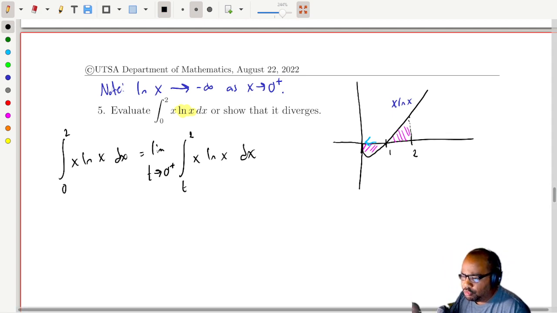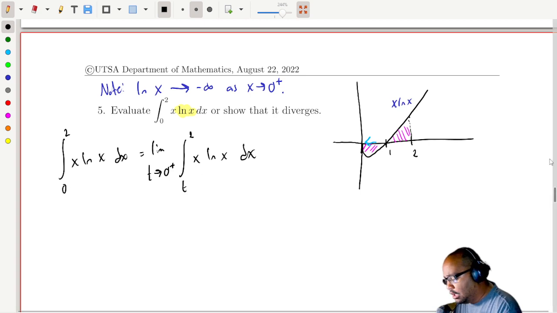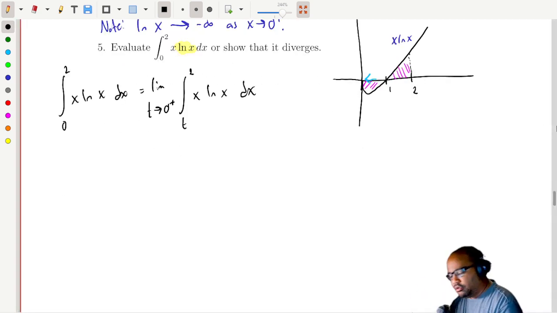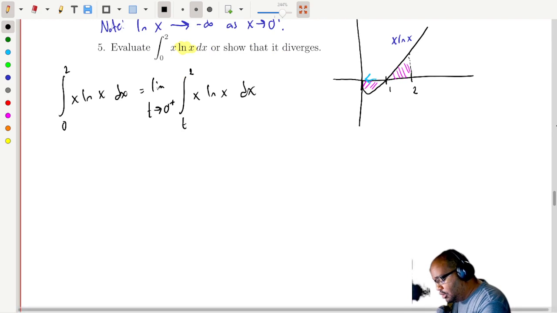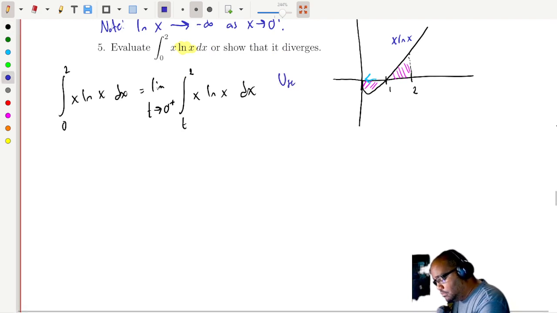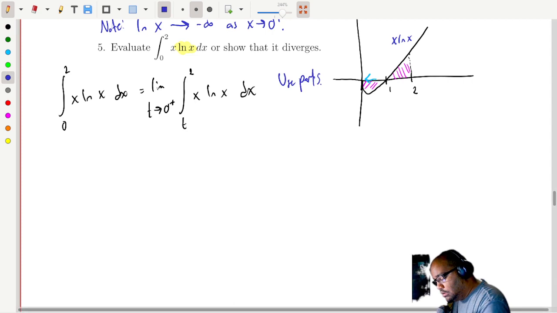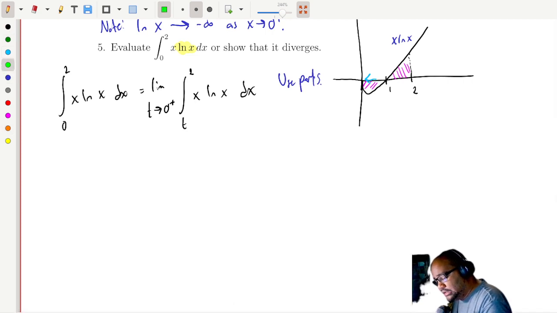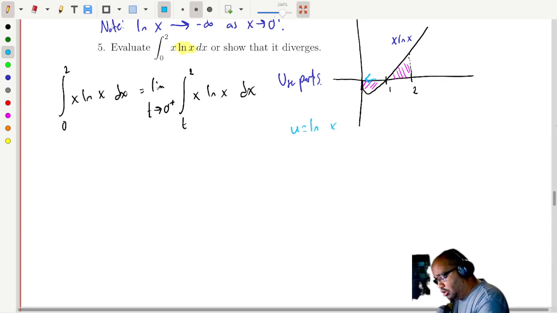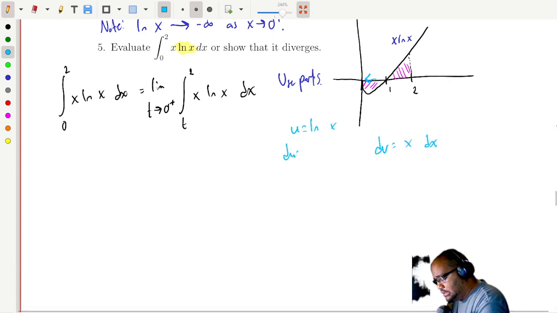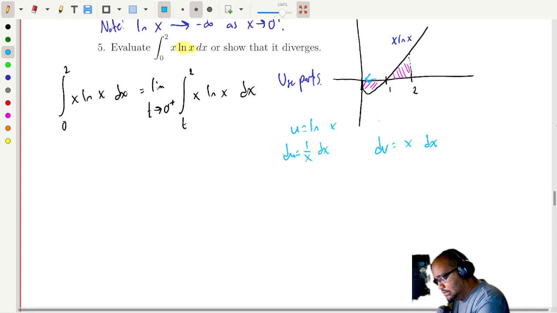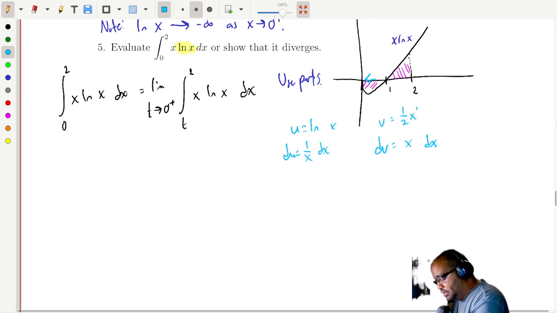And we've seen integrals of this type already in the integration by parts section. Please go ahead and watch that for how to handle integrals of the form x to the p log x. I'll go through the steps one more time for how to do this. So we use parts here. We'll set u equal to log x, dv equal to x dx. Okay, du is equal to 1 over x dx, and v is equal to 1/2 x squared.